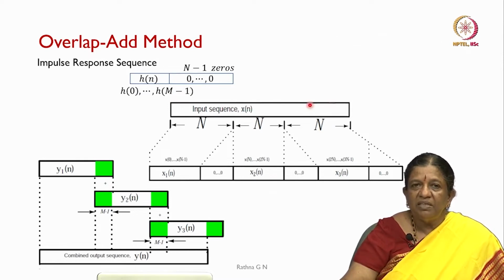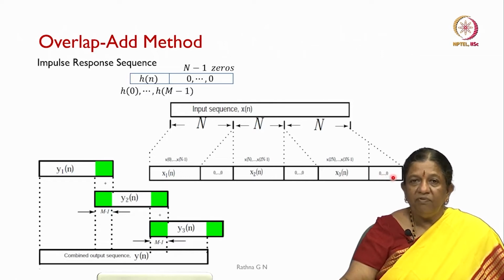So this can be continuous. Here, for example, we have taken 3N length in this case. We will be bifurcating the input sequence also into N length sequences. This is x of 0 to x of N minus 1, which we call x1 of n, and we pad this one with zeros. Then the other N samples, x of N to x of 2N minus 1, we take as x2 of n and pad with zeros, and then the third, and so on. In the end we will be adding zeros.